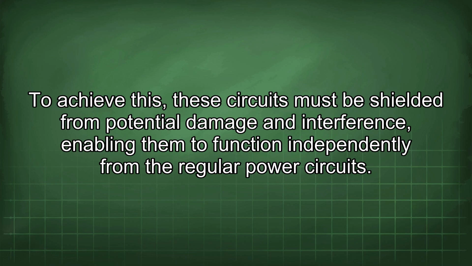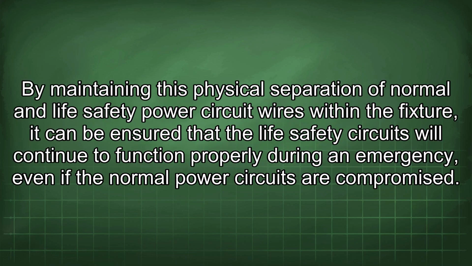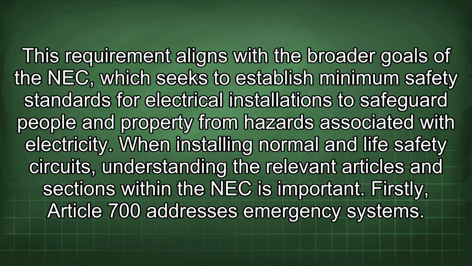To achieve this, these circuits must be shielded from potential damage and interference, enabling them to function independently from the regular power circuits. By maintaining this physical separation of normal and life safety power circuit wires within the fixture, it can be ensured that the life safety circuits will continue to function properly during an emergency, even if the normal power circuits are compromised. This requirement aligns with the broader goals of the NEC, which seeks to establish minimum safety standards for electrical installations to safeguard people and property from hazards associated with electricity.